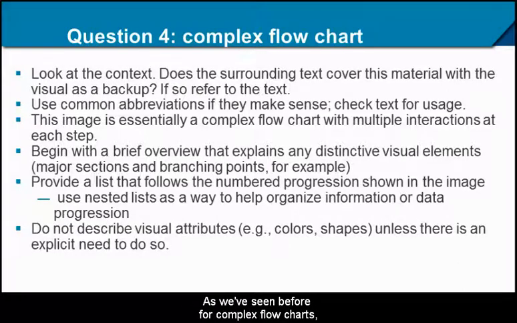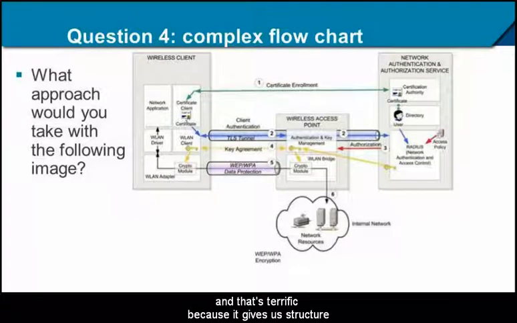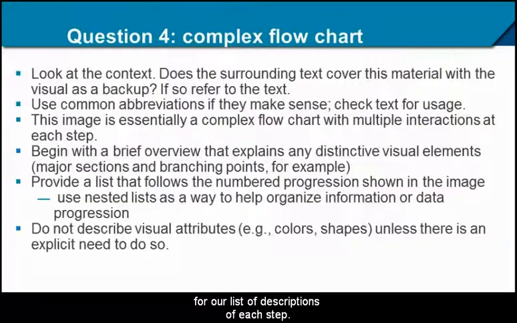As we've seen before for complex flowcharts, we want to start with a brief overview and describe the general layout and any distinctive visual elements. And then we're going to use a list to show the progression through the image. And this image actually is very nicely numbered. So it shows a series of steps, 1, 2, 3, 4, 5, 6, and that's terrific because it gives us structure for our list of descriptions of each step. We're going to use nested lists in places where a single step has subsections that are important. And we're not going to describe visual attributes except where there's an explicit need to do so.